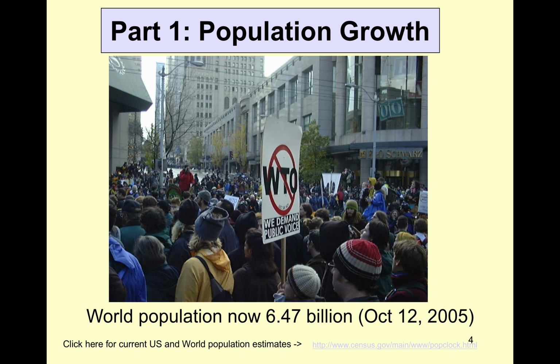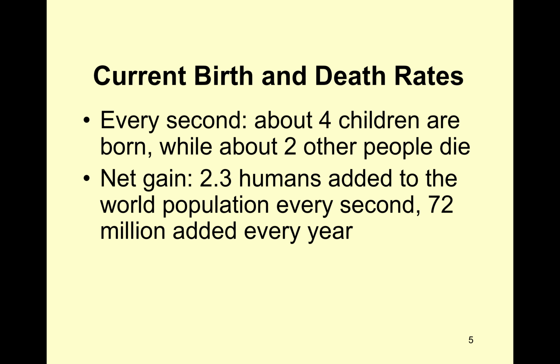So, like I said, our population is growing. It was 6.47 billion in 2005, and it's 7.5 billion right now. Okay. Why is that happening? Well, every second, 4 children are born while approximately 2 die. All right. So, we'll talk about the factors behind that. So the net gain is 2.3 humans added to the world population every second, or 72 million a year.